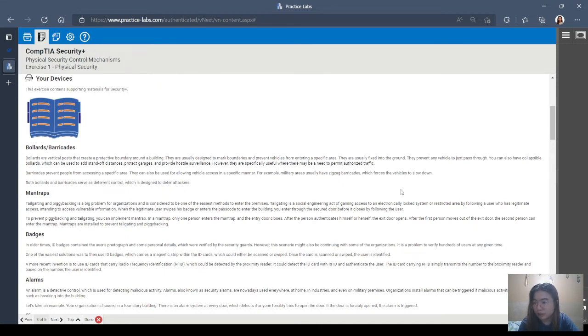Badges. In older times, ID badges contained the user's photograph and some personal details, which were verified by the security guards. However, the scenario might also continue with some organizations. It is a problem to verify hundreds of users at any given time. One of the easiest solutions was to then use ID badges which carry a magnetic strip within the ID cards, which could either be scanned or swiped. Once the card is scanned or swiped, the user is defined.